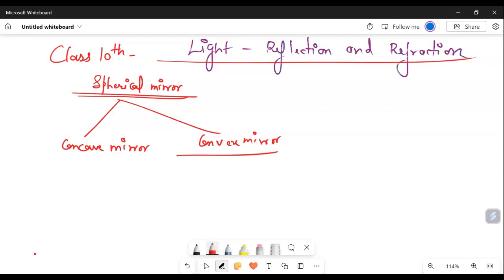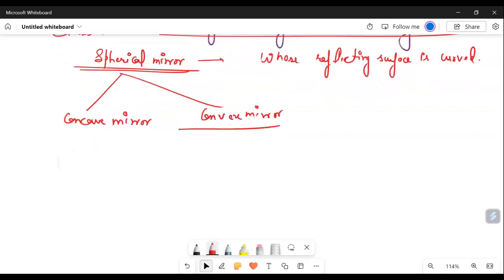What we have done, we have cut out a part of the sphere, and then we have polished one surface, and the other part is where the image is forming. So a spherical mirror is one whose reflecting surface is curved. That is called a spherical mirror, and we have two types of mirrors.